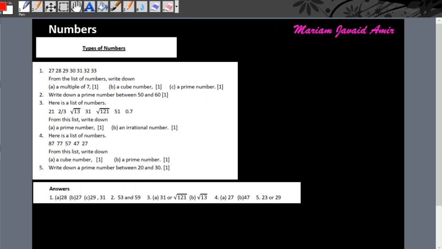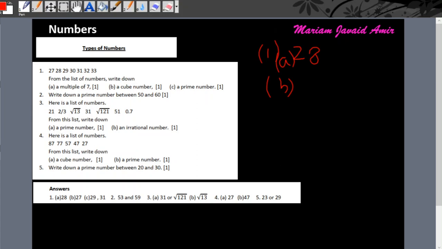So the first one is, from the list of numbers write down multiples of 7. So multiples of 7 means the numbers that come in the table of 7. So that would only be 28, because the next number 35 is not in the list. So this is 1A. Then part B, a cube number.